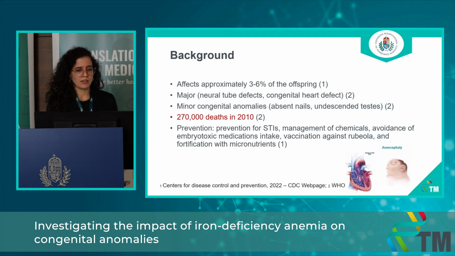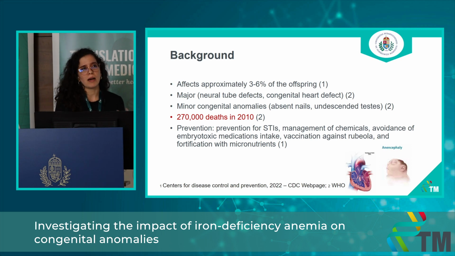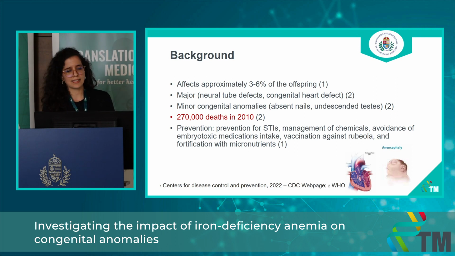Congenital anomalies affect approximately 3 to 6% of the offspring, and they are divided into major and minor anomalies. The major ones include neural tube defects and congenital heart disease, and minor congenital anomalies are, for example, absent nails and undescended testes. The major ones can also be life-threatening. In 2010, we had over 270,000 deaths due to these anomalies.